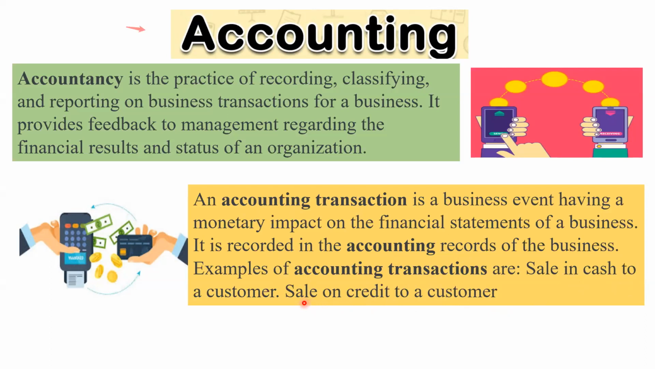We have done the sales now. I have sold the cycle to him, but when will I get the money from the customer? Since it is a credit, the customer is going to pay me next month. Have you heard of installments and all? Yes, that is nothing but credit, sale on credit to a customer. So sale in cash, sale on credit. Everything should be recorded in the accounting transactions. Clear? So next we'll move to the next slide.